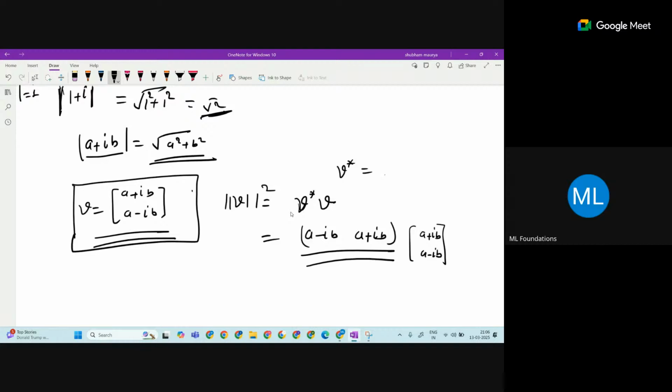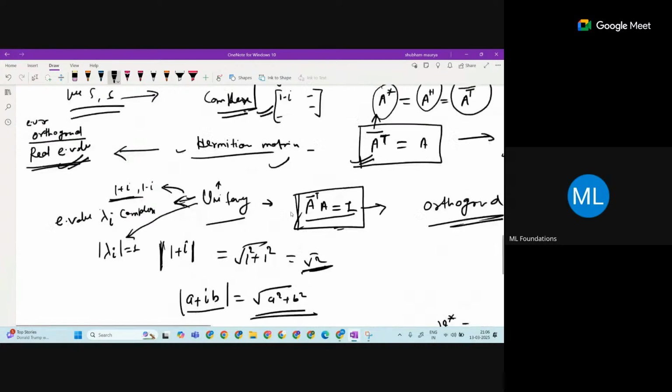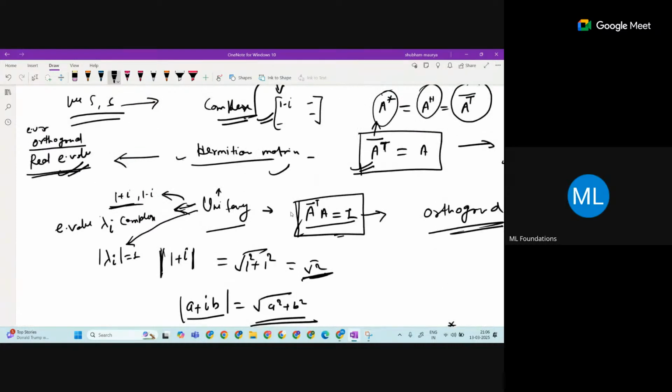All of you are getting it? Is it clear? Okay. So this is the complex thing. These are some properties of Hermitian.